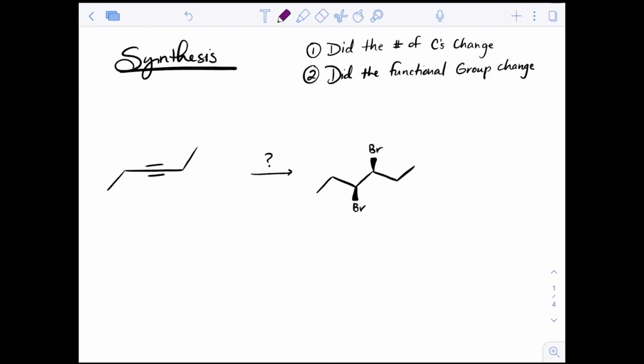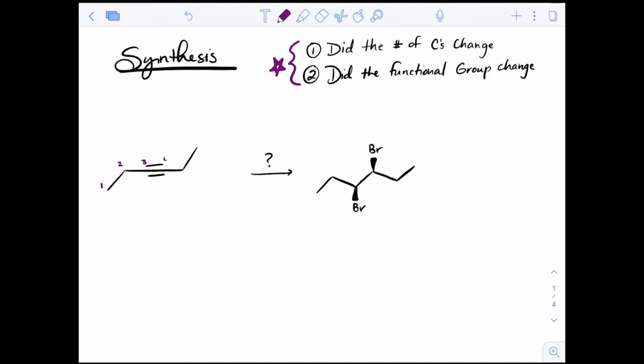And I really want to take this time again to just remind us of how to do a retrosynthetic analysis. We're going to practice a little bit today. I popped up our two questions that we want to always be able to ask ourselves. Did the number of carbons change? Did the functional group change? This will help us identify what's going on, and then we always want to ask ourselves, how did I make that? So let's look at this one.